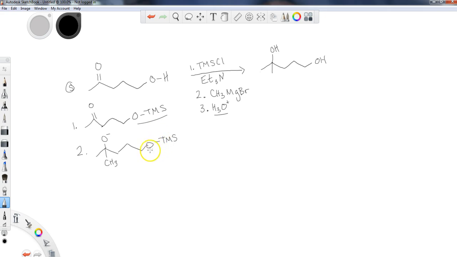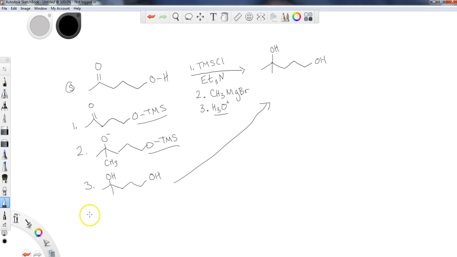This is the whole reason I'm protecting, because each step of the way as I'm doing this, if I do the Grignard first, it's going to deprotonate the alcohol up here. So I protect, then I do Grignard, then I hit it with the acid. The acid will protonate the alcohol from the Grignard here, and because it cleaves the TMS, it'll also return the original alcohol, and that's what we have up here.